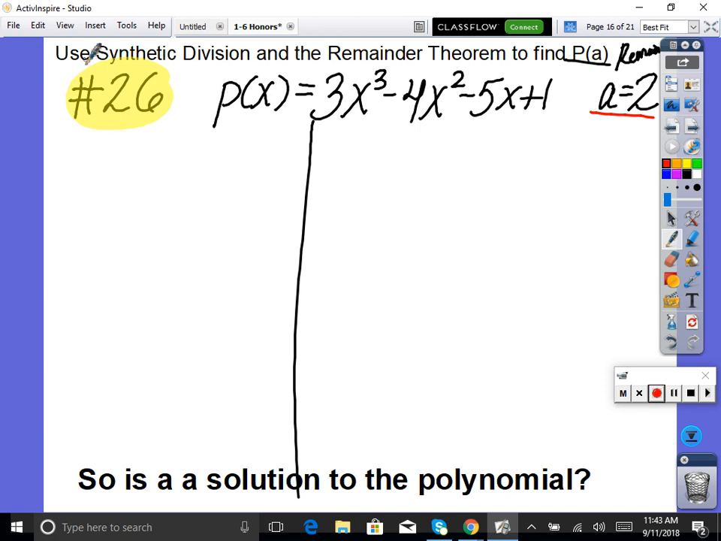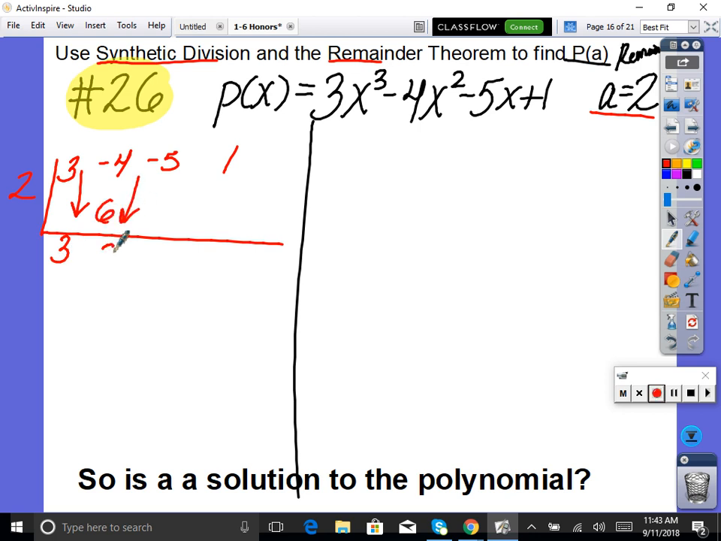Since the instructions say use synthetic division and also the remainder theorem, right here let's do synthetic division. So we put in 2. We put in our coefficients: 3, negative 4, negative 5, and 1. This isn't the remainder theorem, but based on the instructions, it says to do both. Add straight down, we get 3. Multiply up, add straight down. Add straight down, multiply up. Sorry, I can't think and talk at the same time. So we add straight down, we get negative 1.